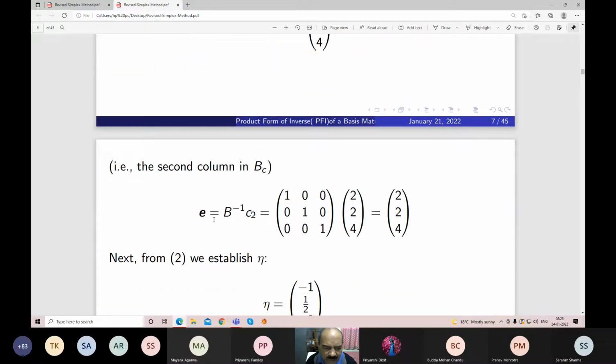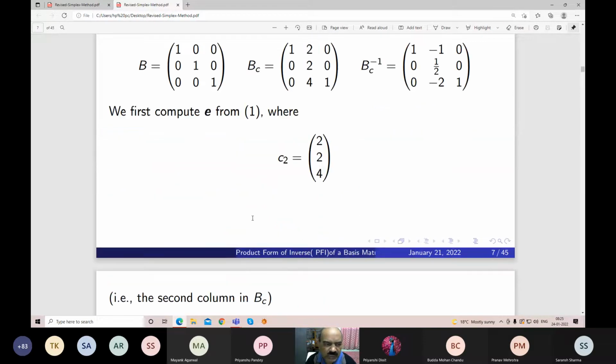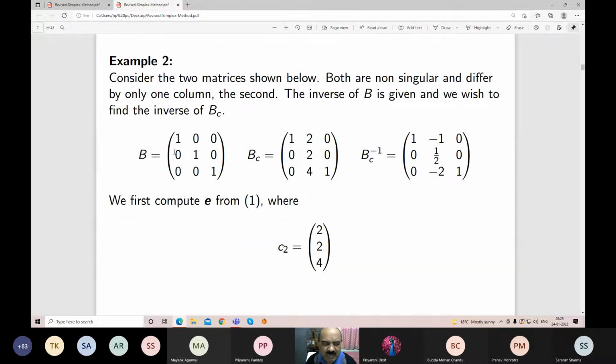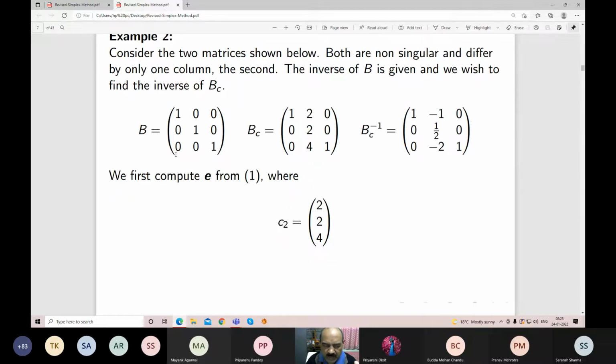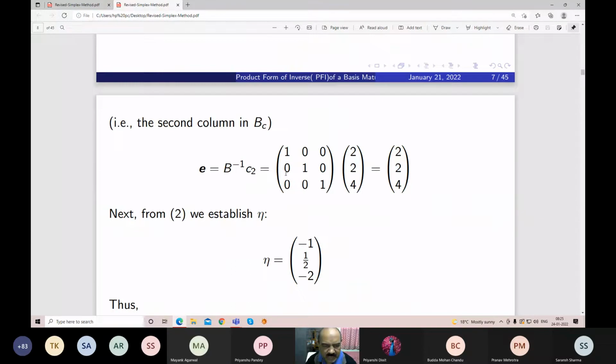Our E equals B inverse into C2. See, B is nothing but an identity matrix in the very beginning, so its inverse is also an identity matrix. B inverse into C2 is the same as C2. The elements are 2, 2, 4.